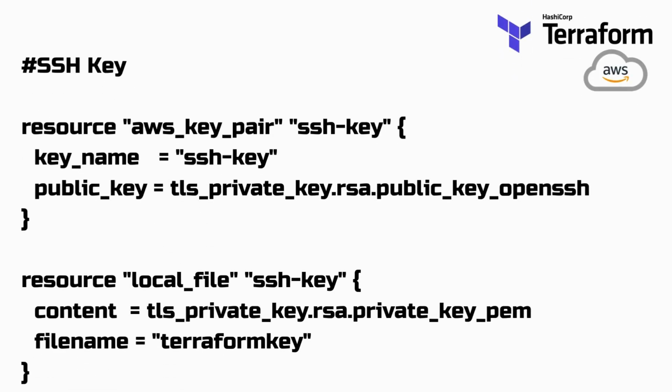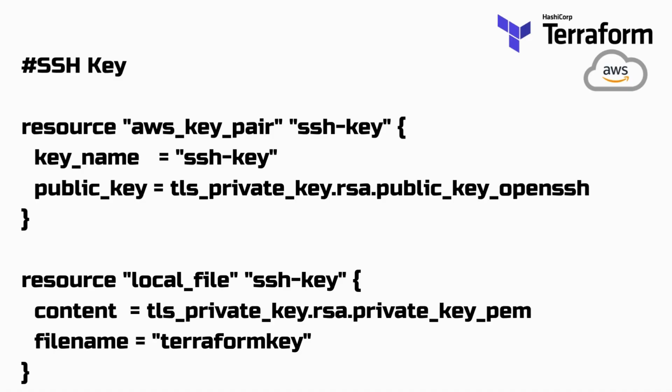Here, I create an AWS key pair resource. This takes the public portion of the SSH key that was just generated and registers it inside AWS under the name SSH key. This is how AWS knows which keys are allowed to connect to my EC2 instance. Essentially, Terraform is bridging the gap, generating the key locally and then securely uploading the public part into AWS.